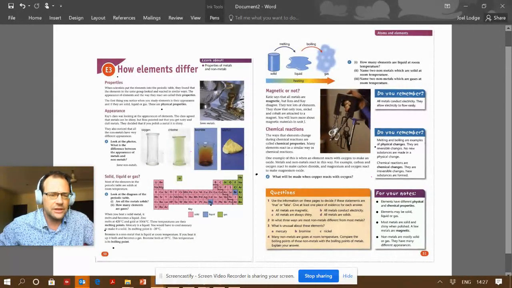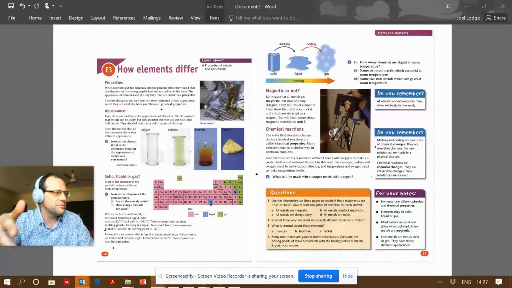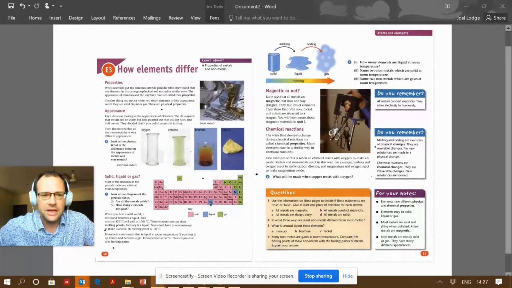All right, so we're going to look at how elements differ. We're going to look at the periodic table. We're going to see if we can describe the properties of non-metals and metals, looking at the symbols of the periodic table to identify elements, and also look at the properties and whether they're metals and non-metals, and how we find that on the periodic table.